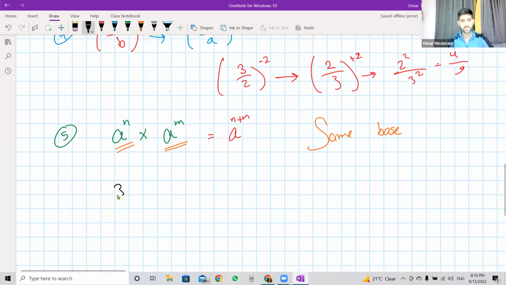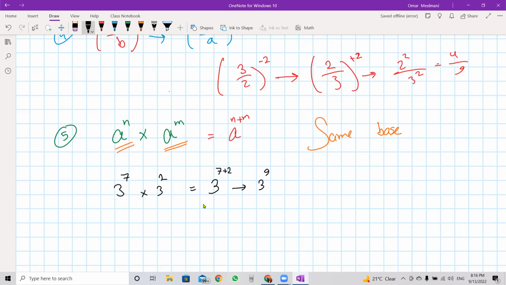Example about it. Let's say that you have 3 power 7 multiplied by 3 power 2. What is the answer? The answer is going to be 3 again, 7 plus 2, so the answer is 3 power 9. This is how you deal with it. Yo, that's actually nice. Okay. Easy as well. Yeah, that's number 5.